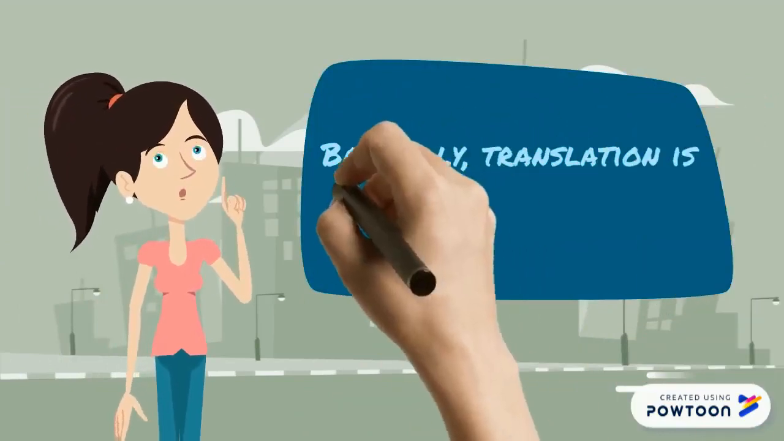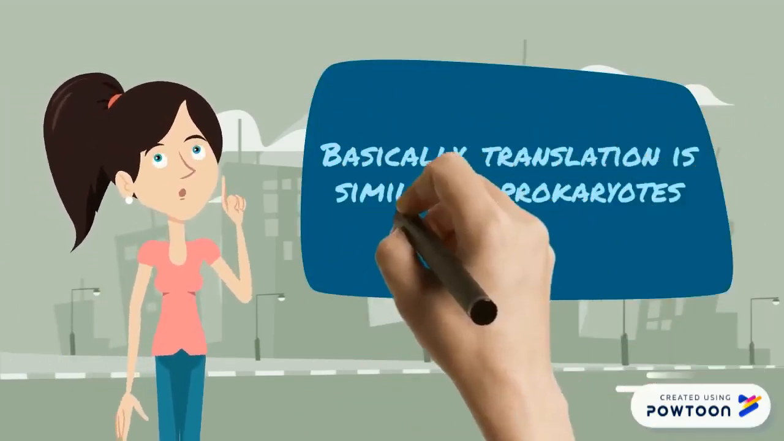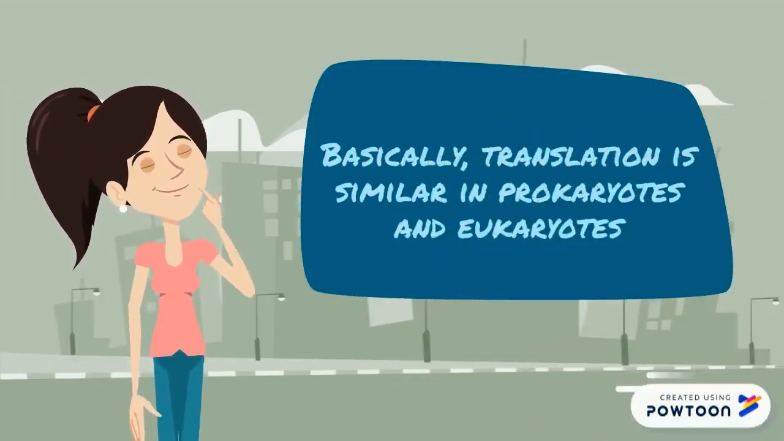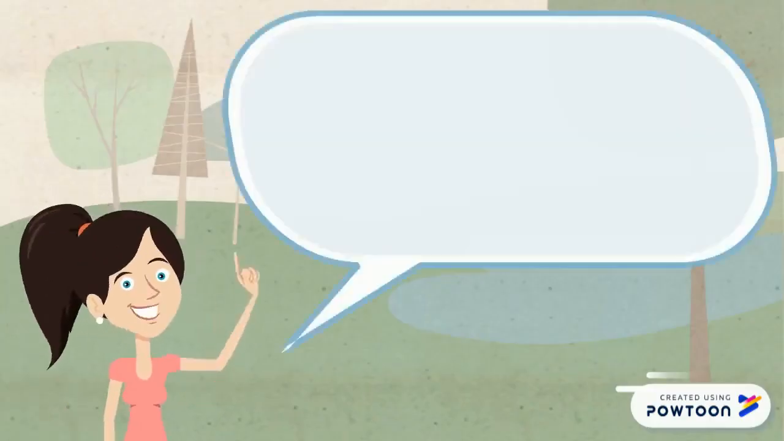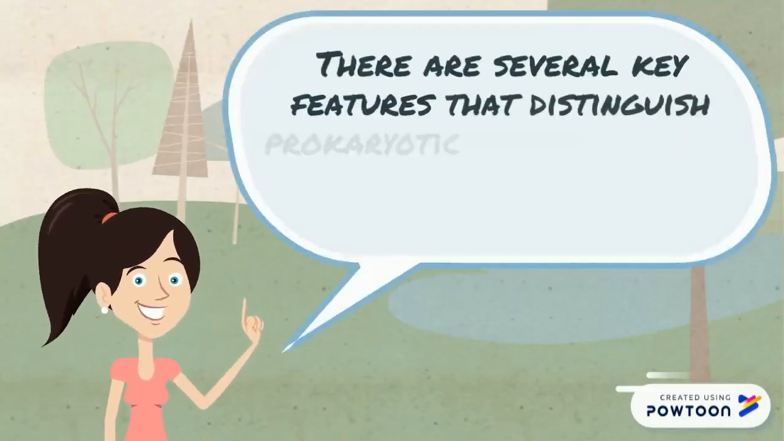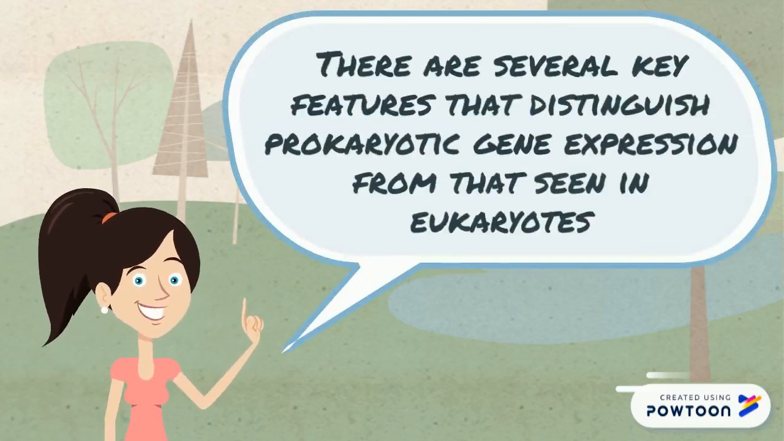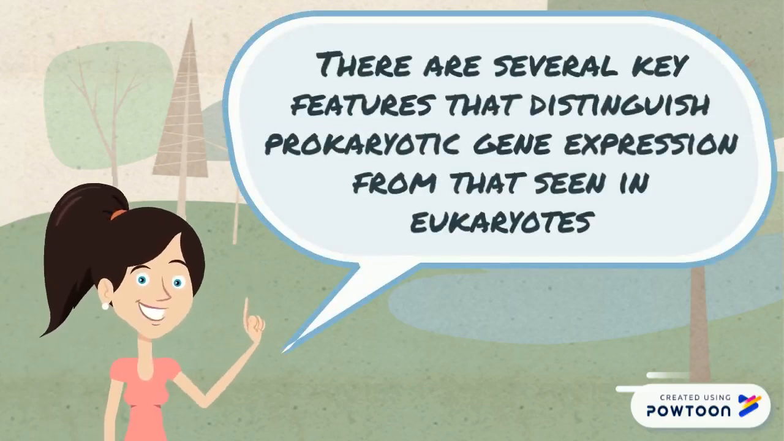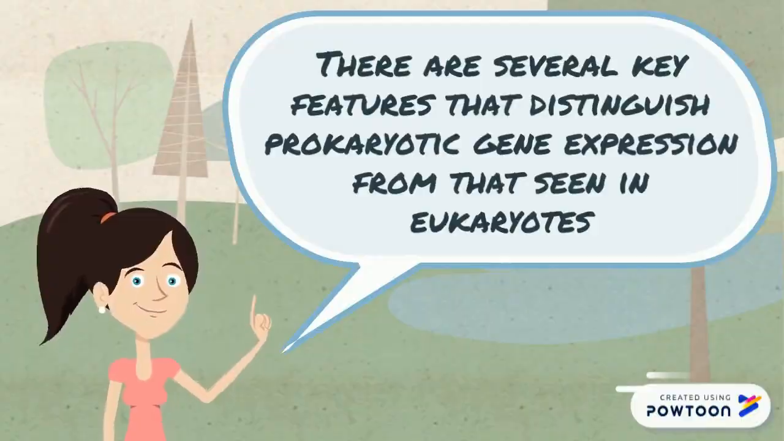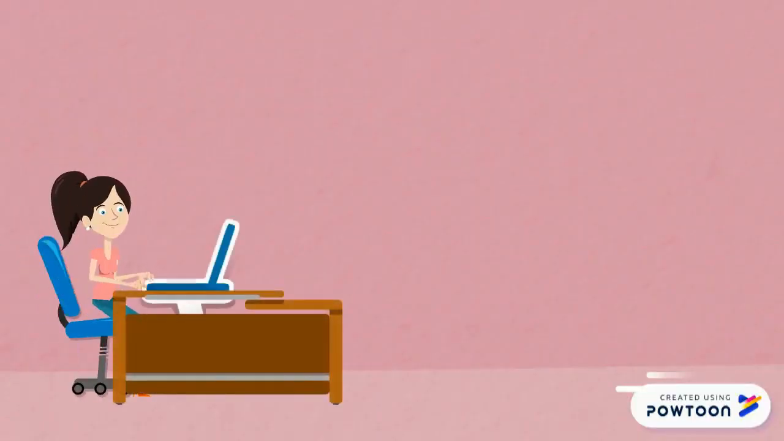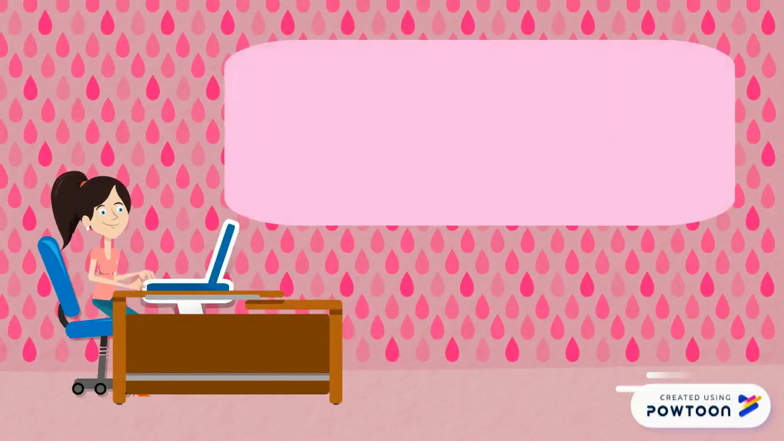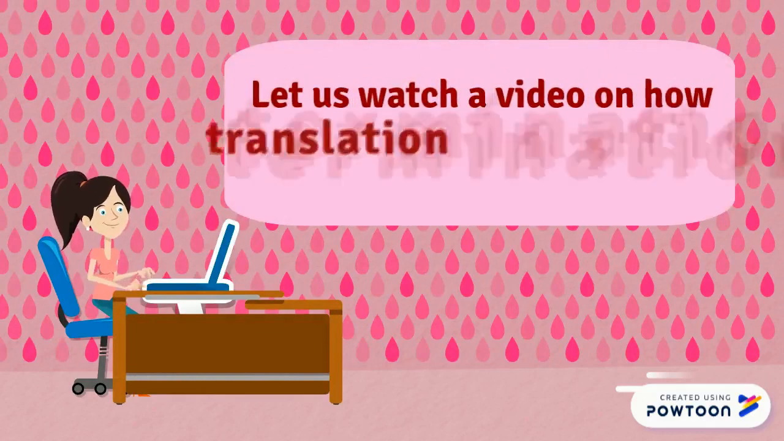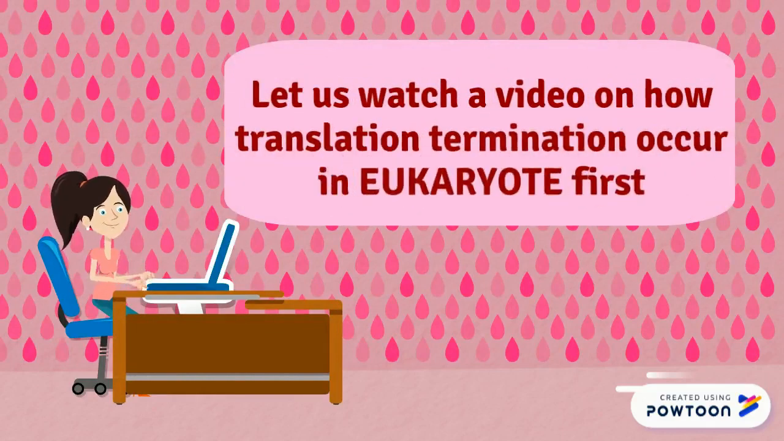Basically, translation is similar in prokaryotes and eukaryotes. There are several key features that distinguish prokaryotic gene expression from that seen in eukaryotes. Let us watch a video on how translation termination occurs in eukaryotes first.